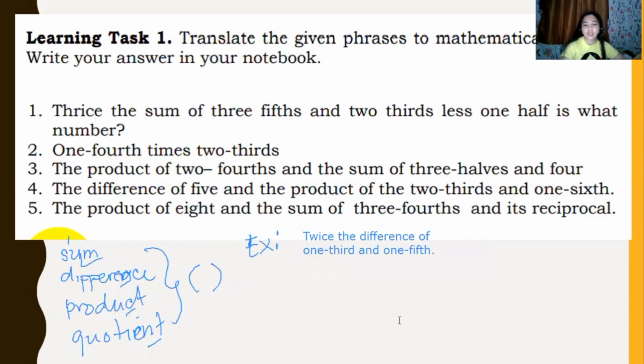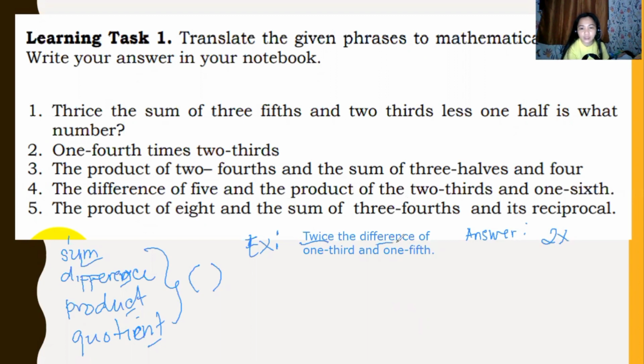Okay, that's our example. Twice the difference of 1/3 and 1/5. Now, let's have the terms that we use. The term that we use is twice, which means, let's write the answer, twice, which means 2 times.